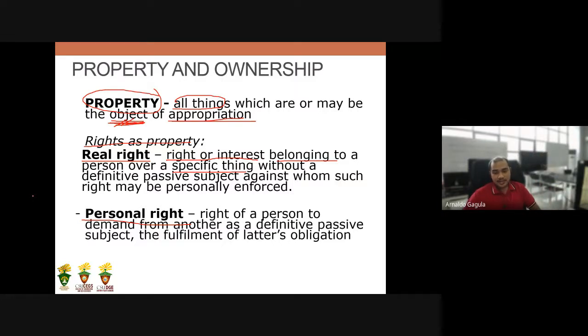A real right is over things that cannot be moved, the right over immovable objects, like for example lands and trees, those that cannot be moved. So that's a real right. When you say personal right, it's the right of a person to demand from another, as a definitive passive subject, the fulfillment of the latter's obligation. For example, paper, money, anything given. A personal right is for movable objects, those that can be moved. So that's a personal right.